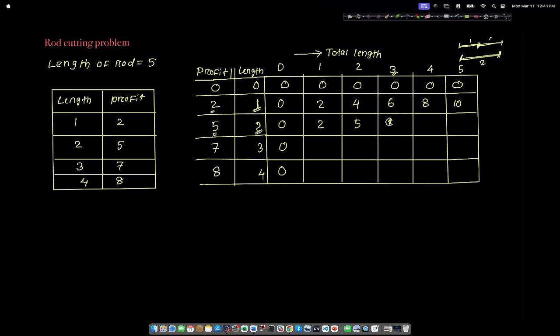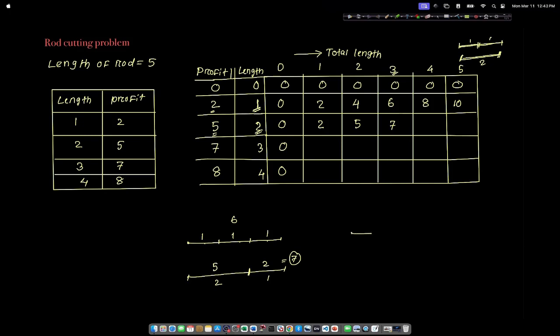This cell indicates that we have a rod of length 3. Either we can cut it into 3 pieces of 1 unit, 1 unit, 1 unit, or we can cut it into 2 unit and 1 unit. In case of 2 unit and 1 unit, the profit will be 5 for the first, and for the other one, the profit will be 2. But if I consider 1 unit, 1 unit and 1 unit, total profit will be 6. So maximum of these two is 7. That's why we'll take 7 as the profit from cutting the rod of length 3.